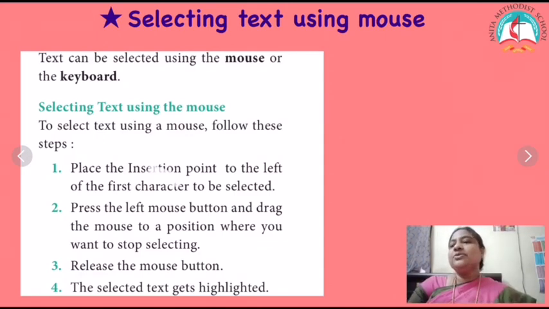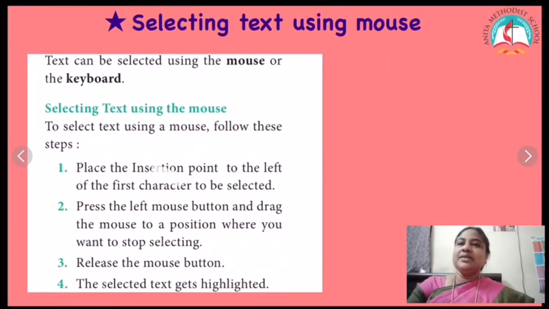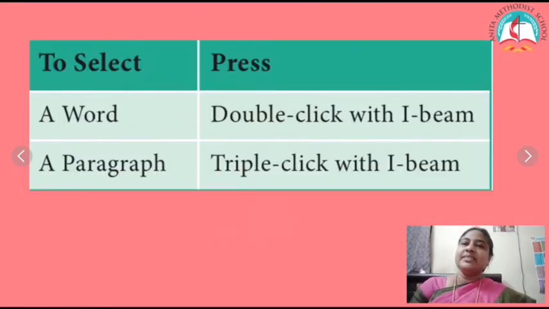Okay children, using the mouse we can select one word or one paragraph. For example, to select a single word, just double click the word and it will be selected. If we want to select one paragraph, triple click the mouse pointer near the paragraph, and the paragraph will be selected. Okay, so how to select the text using the mouse? We follow the 4 steps. Then how to select one word? This is an objective question children. Just double click the word and it will be selected. Just triple click the paragraph, and the paragraph will be selected.